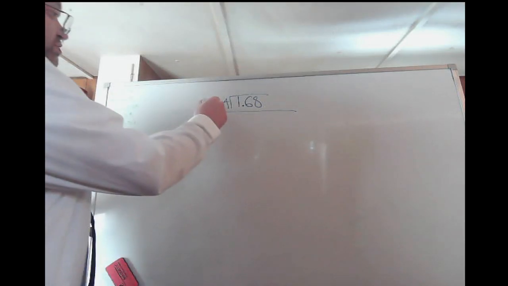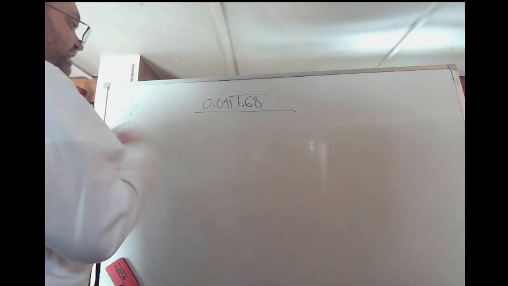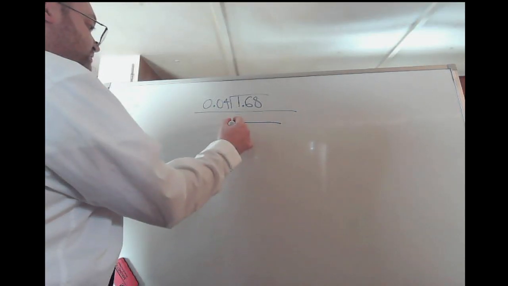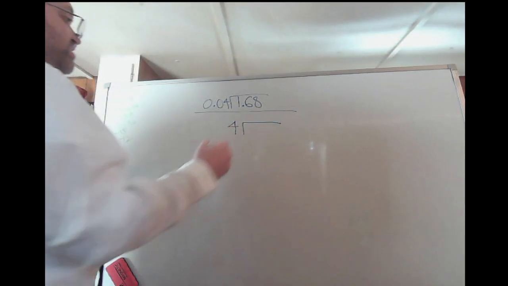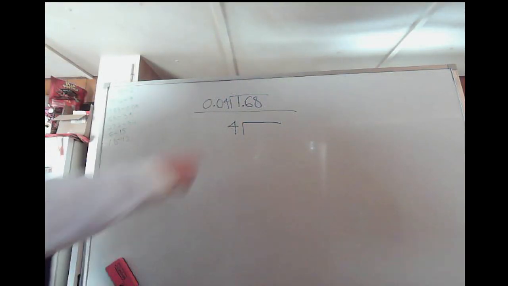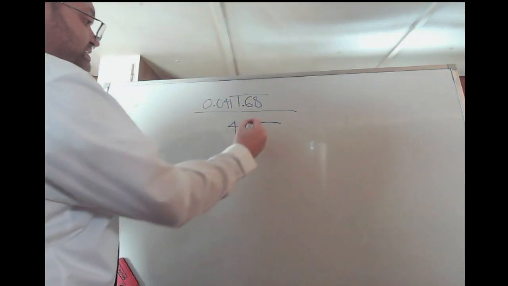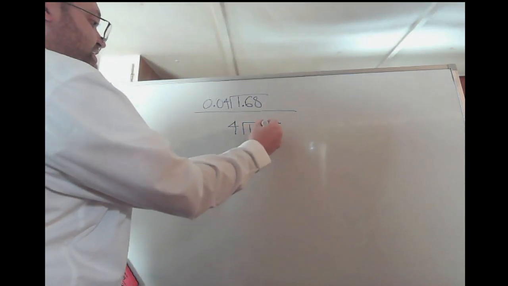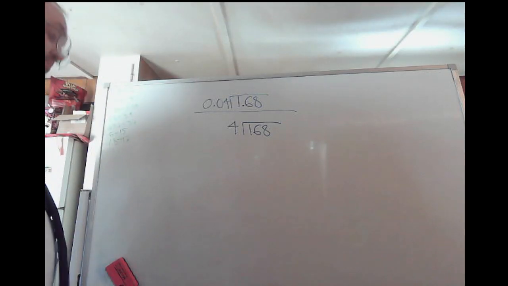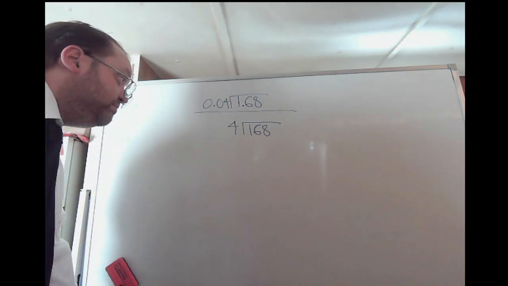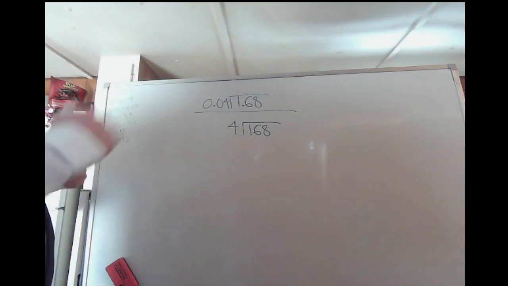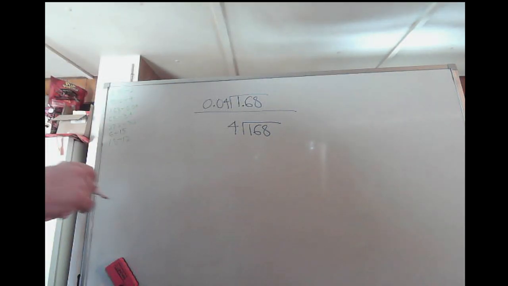Well, if you move it over 2 decimal places, you'll have just 4. But what you do to the divisor, you must also do to the dividend. You've got to move that over to the right 2 decimal places, which would give you 168. So now we are at 168 divided by 4. Now we don't have any decimal places in the divisor. We can begin. 4 goes into 16 how many times? 4.